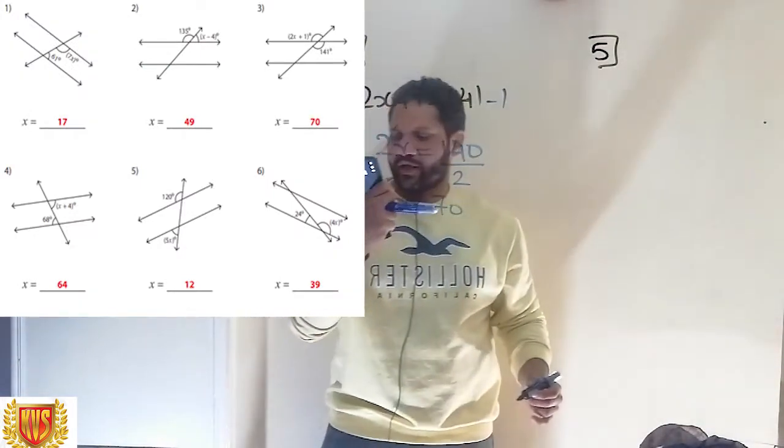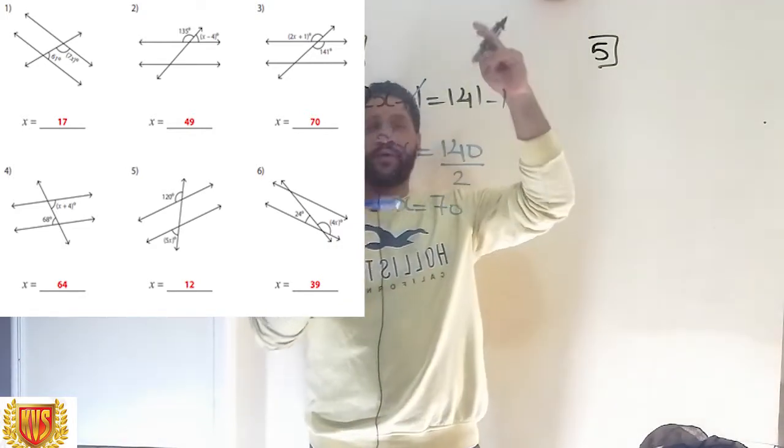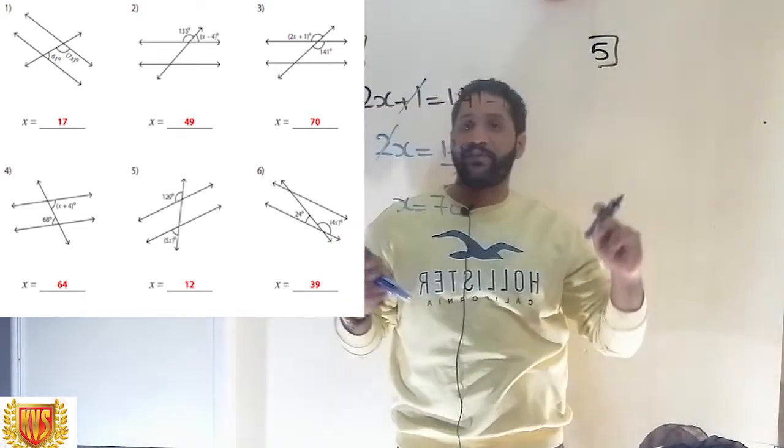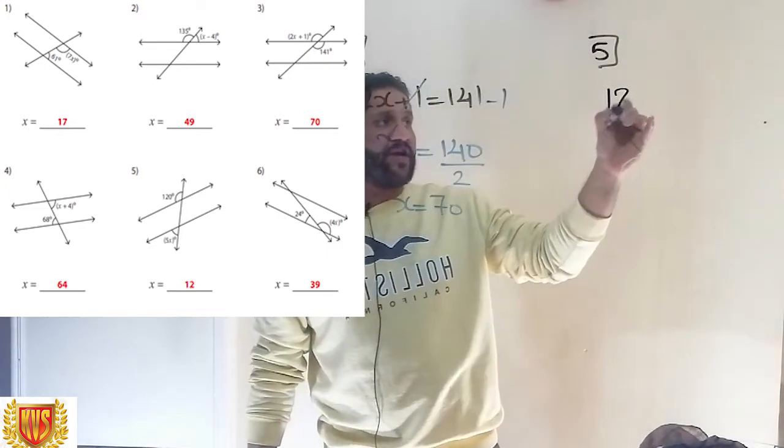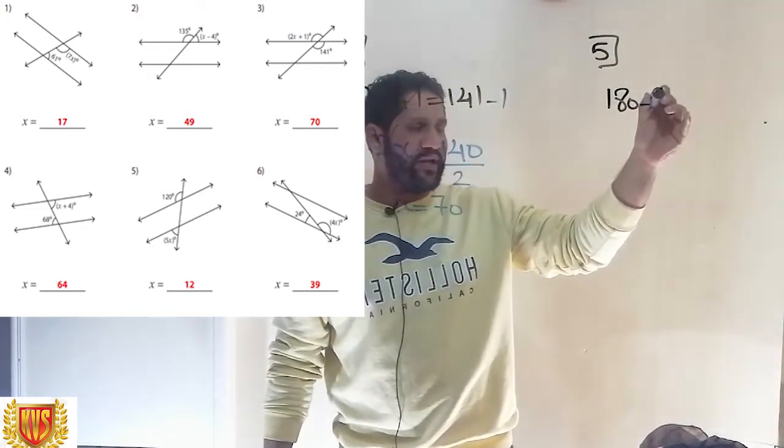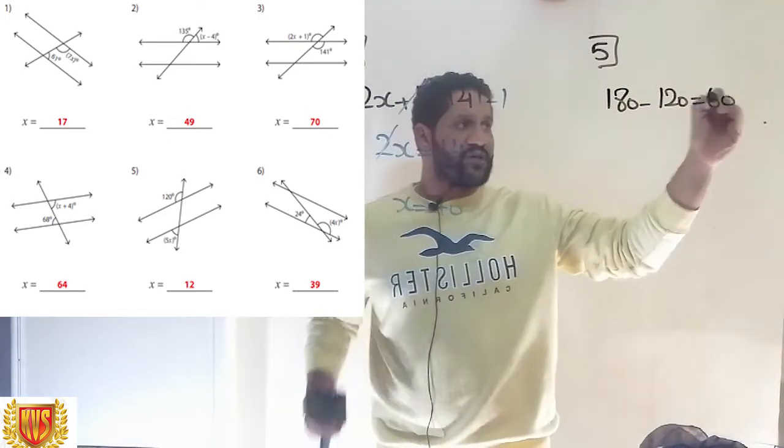If I look at 5, I can see that I'm having 120 up. 120, I can get the angle beside it. Why? Because it's on the same straight line. So the angle beside 120 is 120. 180 minus 120, which is equal to 60.